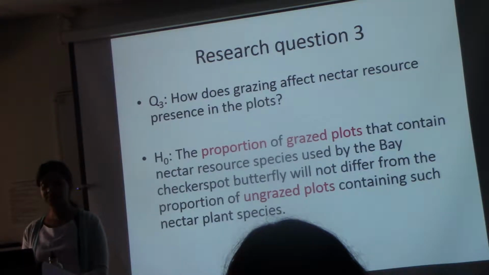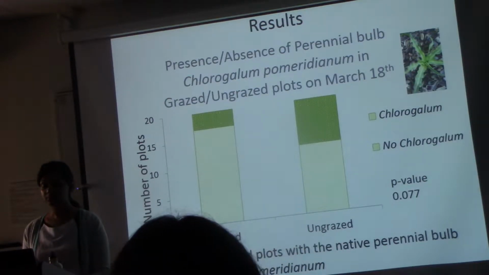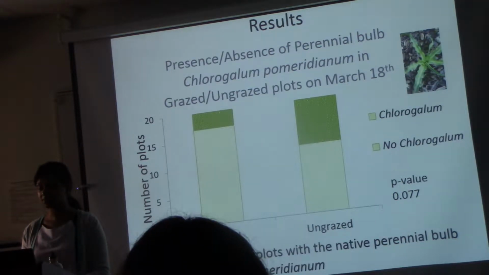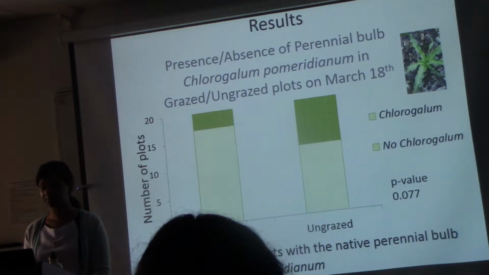Question 3. How does grazing affect nectar resource plants present in these plots? Again, the grazing plots were clumped together, which produced many plots. The graph shows the presence and absence of the perennial bulb Chlorogalum pomeridianum. There were more ungrazed plots that had Chlorogalum present compared to the grazed plots, with a p-value of 0.077. Again, this trend was not expected.